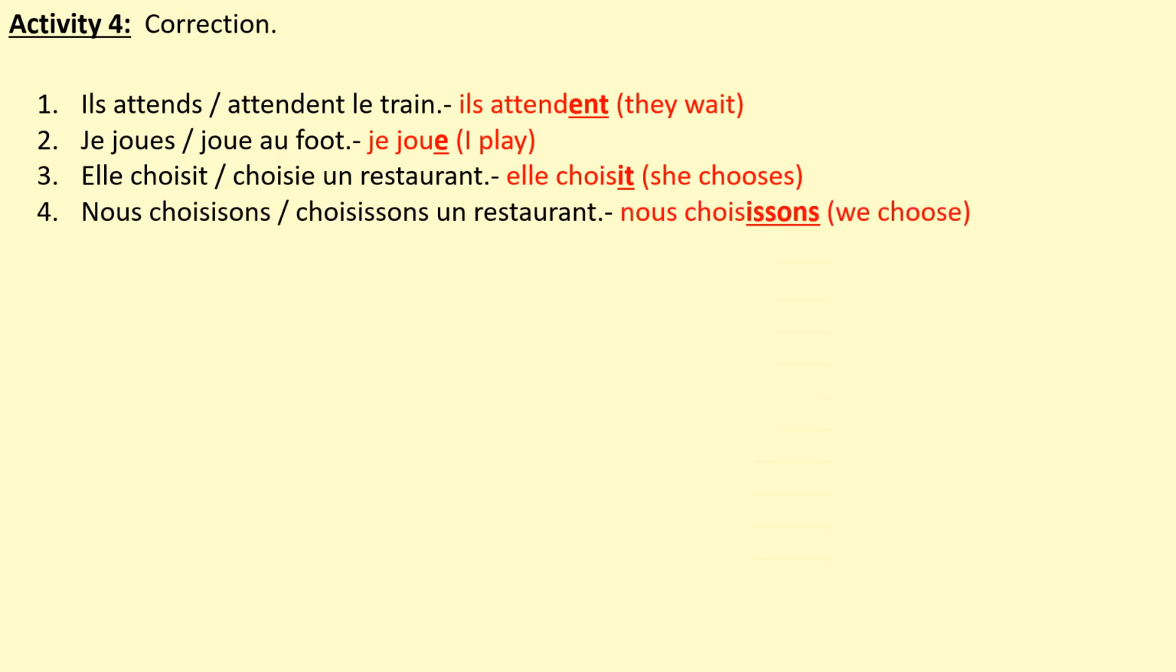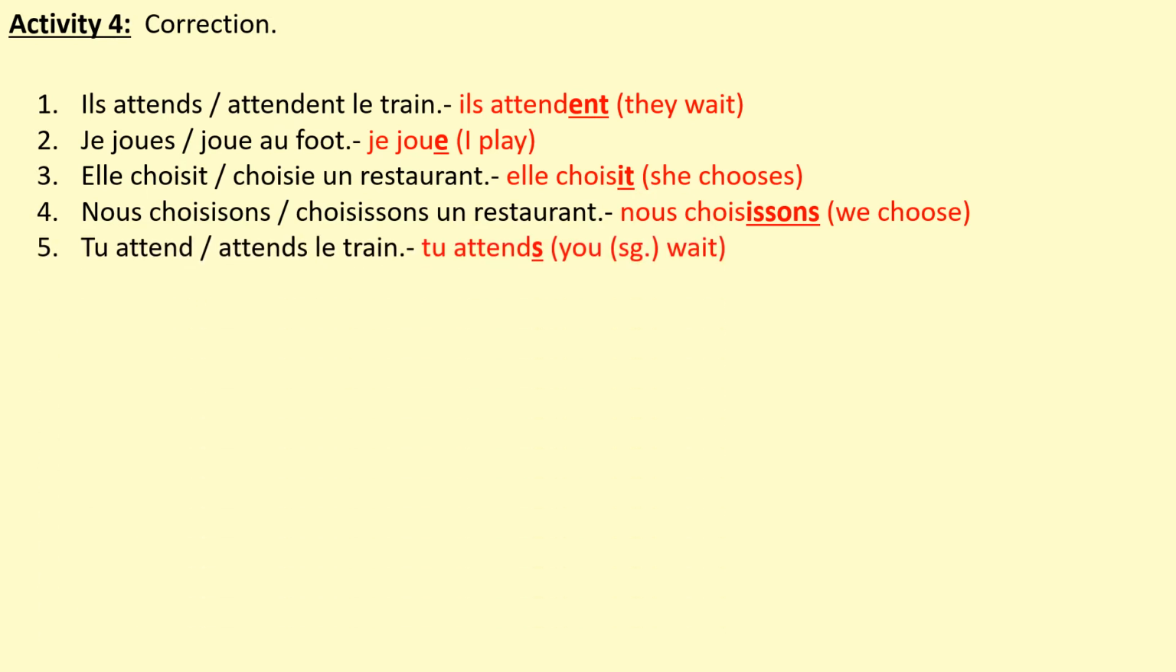4, nous choisissons un restaurant. I know it was a bit tricky because they look quite similar, don't they? But it's choisissons, not choisisons. Nous choisissons is we choose. And we know that it's that because we know that the verb ending for we, for verbs in ir, is I double S-O-N-S.